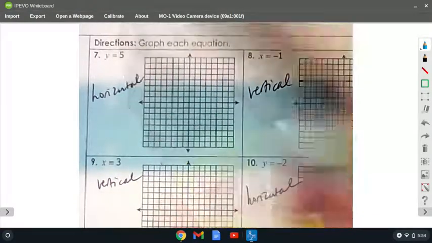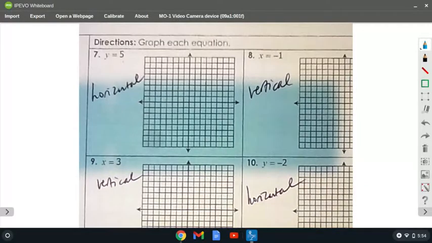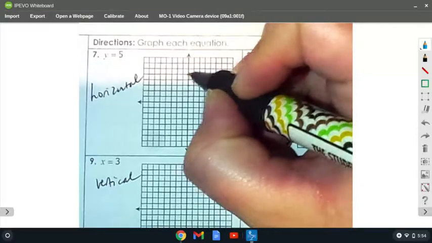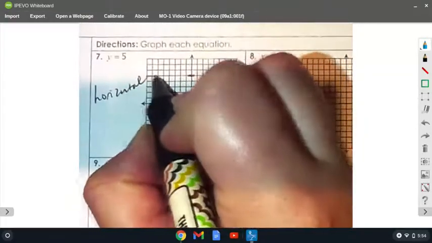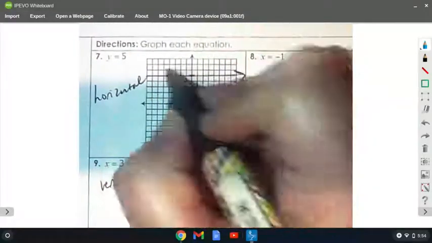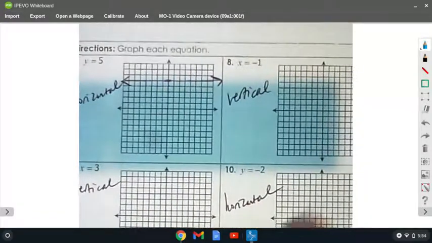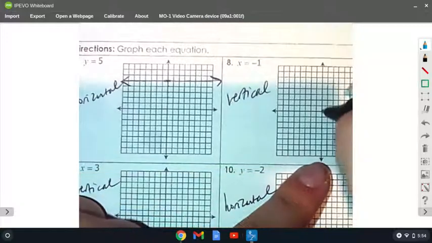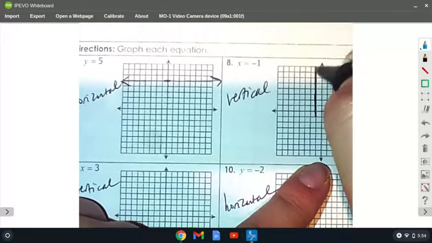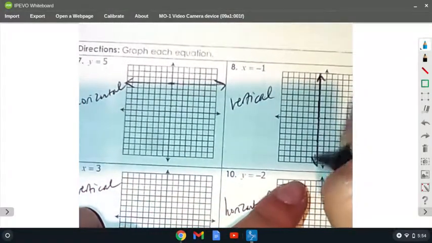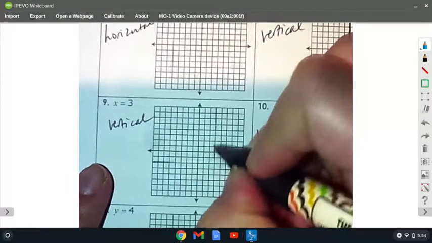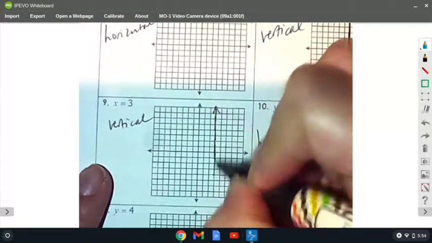So y equals should go through the y-axis. I'm going to go to 5 on the y-axis. 1, 2, 3, 4, 5. And then I'm just going to draw a horizontal line going through that 5. And that's it. Vertical line here for my x value of -1. So I'm going to go to -1 on the x-axis, and I'm just going to draw a vertical line going right through that. X equals 3. I'm going to go to 3 on my x-axis and draw a vertical line going right through that.